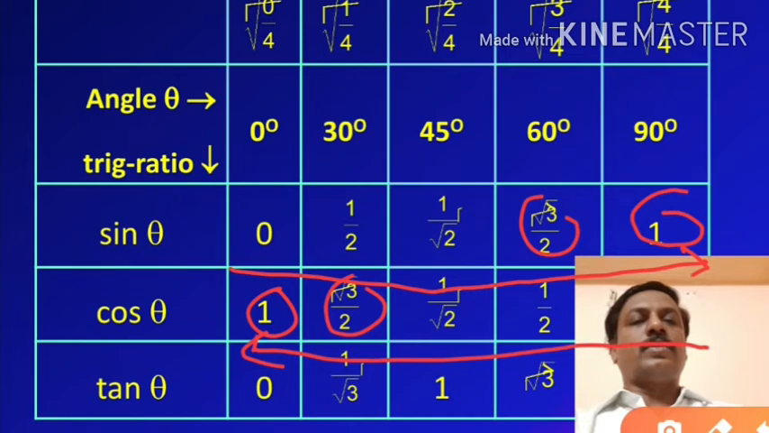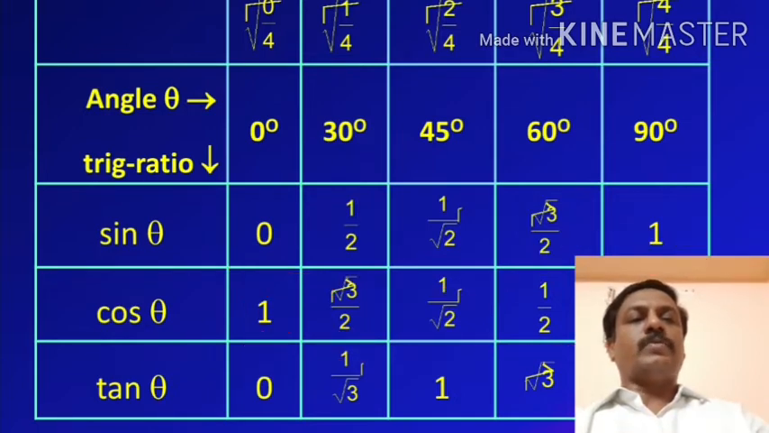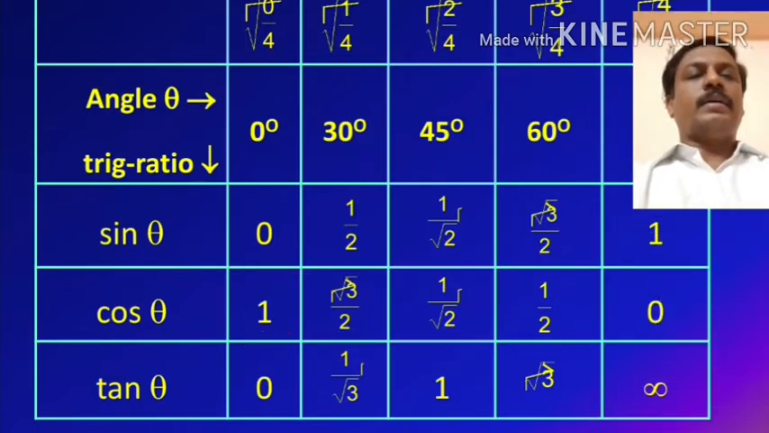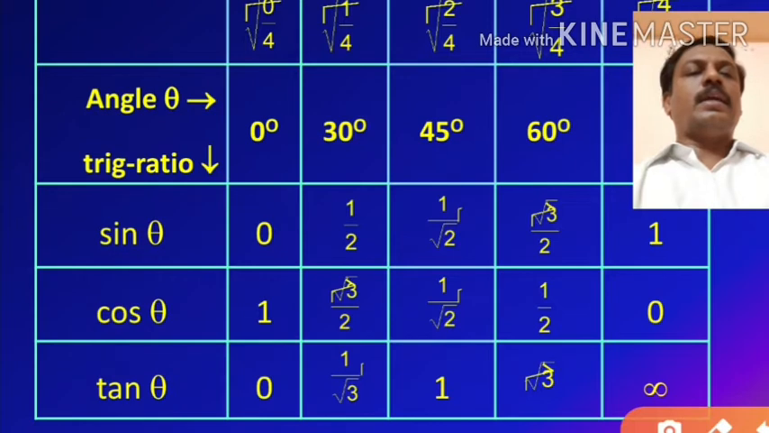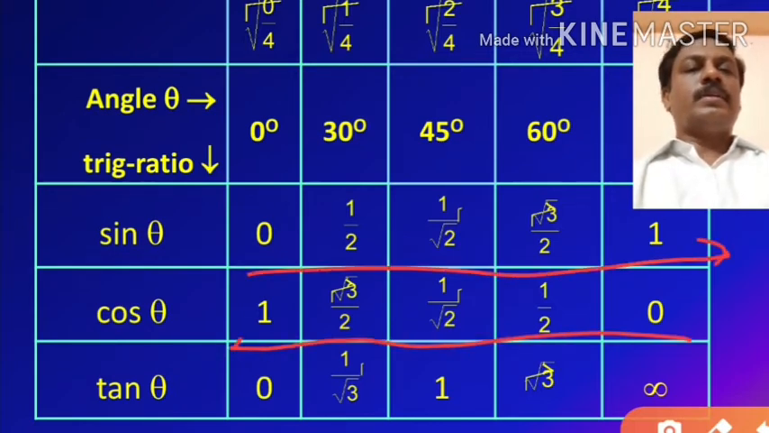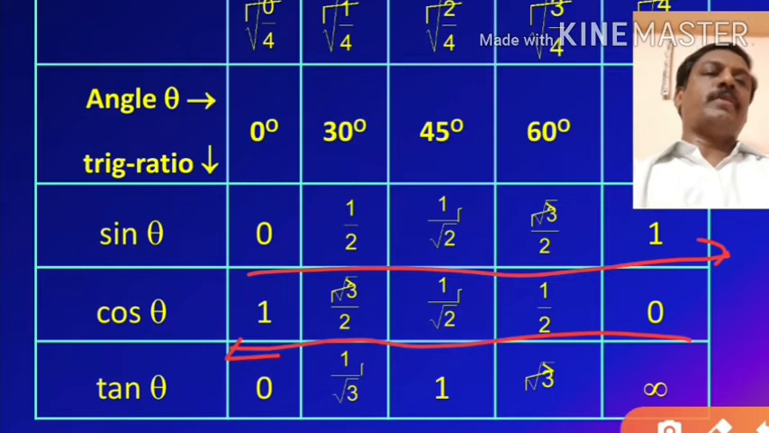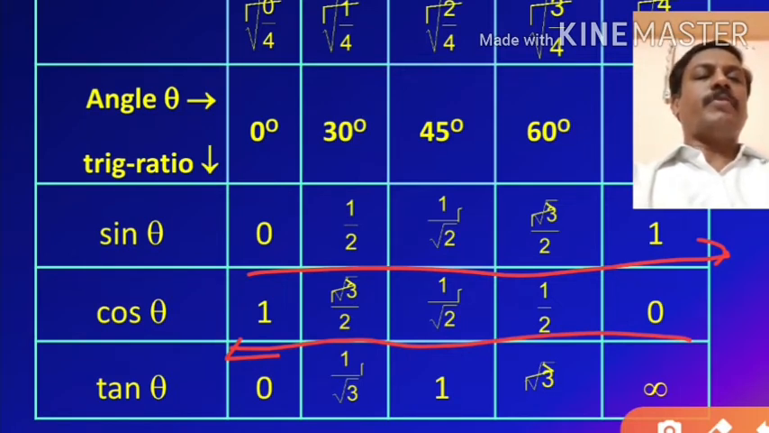So cos 0 is 1, cos 30 is root 3 by 2, cos 45 is 1 by root 2, cos 60 is 1 by 2, and cos 90 is 0. So the cos values are exactly in reverse order of sine values. So if you remember the values of sine, easily you can remember the values of cos.